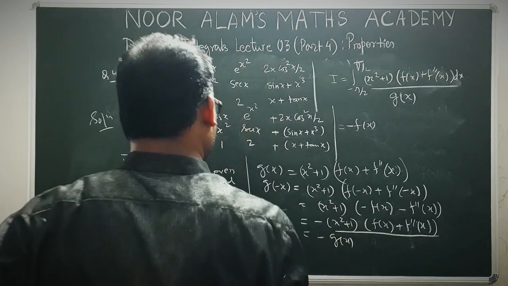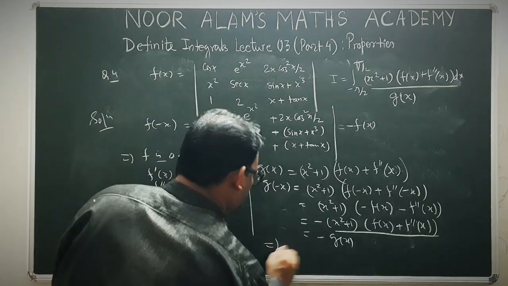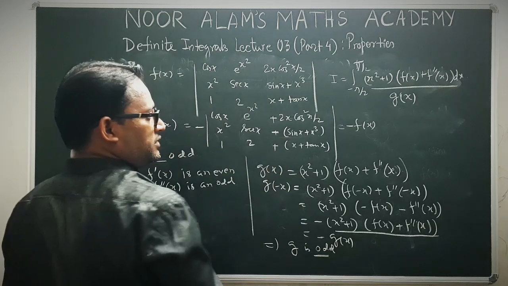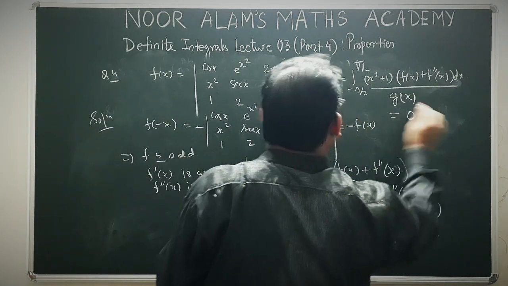Now what can we say about g? G is what type of function? G is the odd function. So we can say that g is an odd function. Since g is an odd function, no need to integrate, it is 0 always.